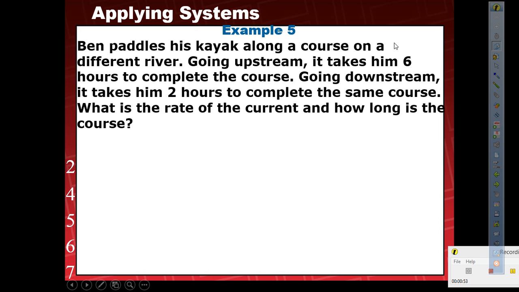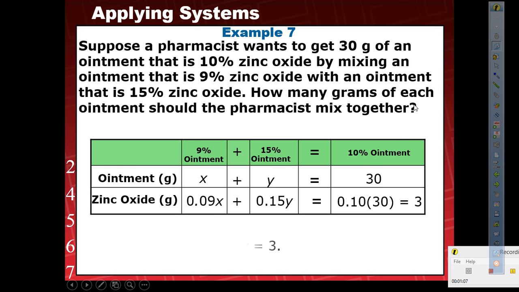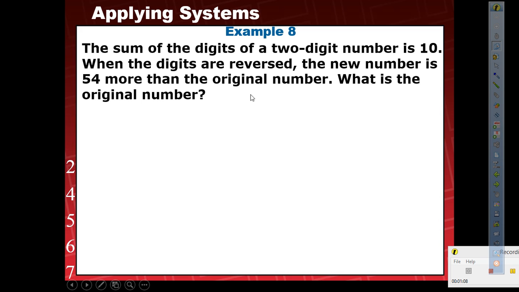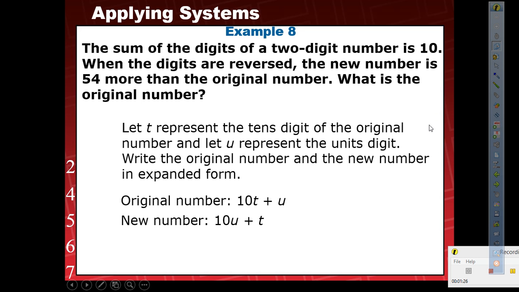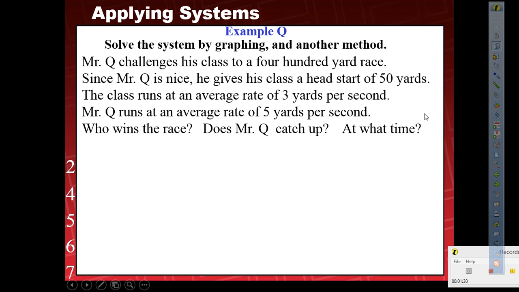Then we went into mixture problems. Remember the chemist mixes with percents and decimals? And then from there, we did some more of those. And then we did some of the digit problems. The sum of two digits of a two-digit number is equal to a certain amount. When you reverse the digits, it gives you a different amount, and so on and so forth. Remember those? All right, good. So then we get into the following kind. Example Q. Copy this, please.